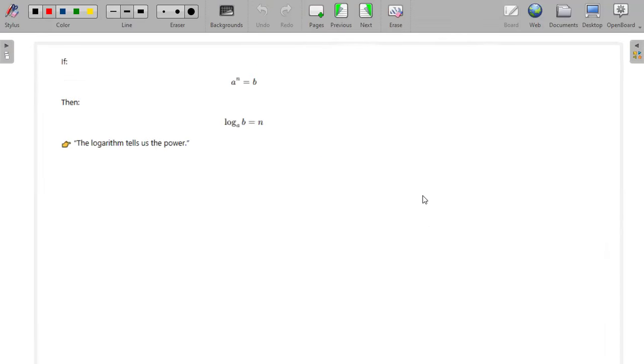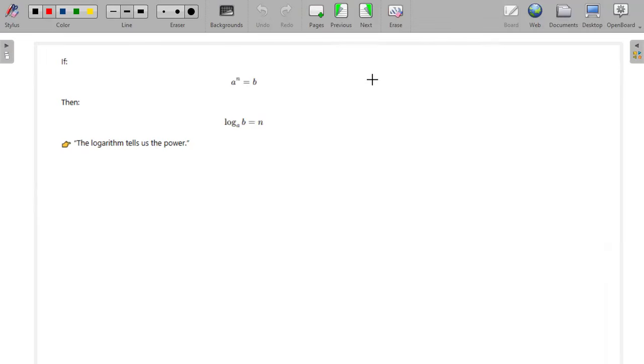So let's move on now. We've looked at the indices. Now let's look at logarithms. So now, logarithms, what do they tell us? If we have a to the power n equal to b, then the log base a of b is equal to n. So the logarithm tells us about the power.